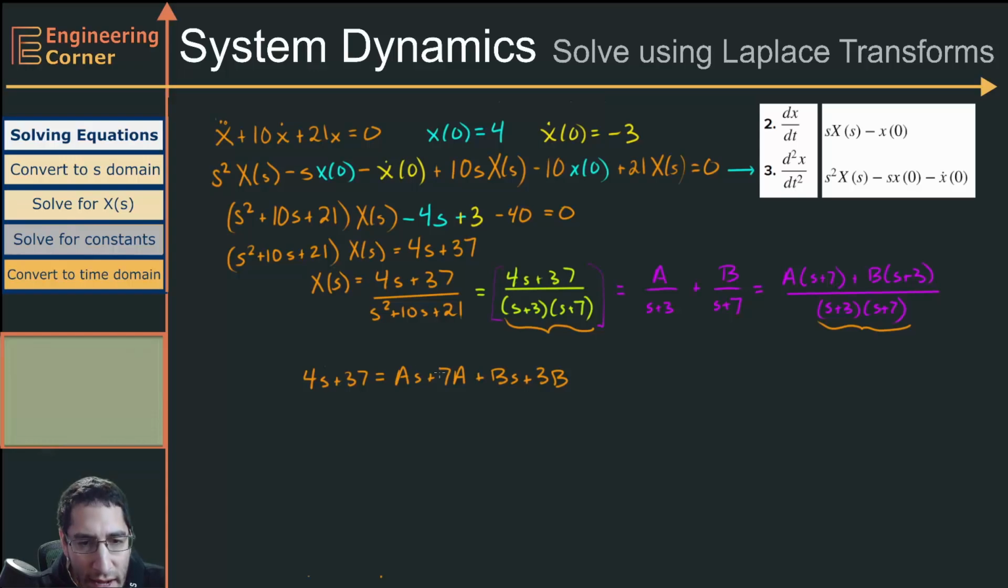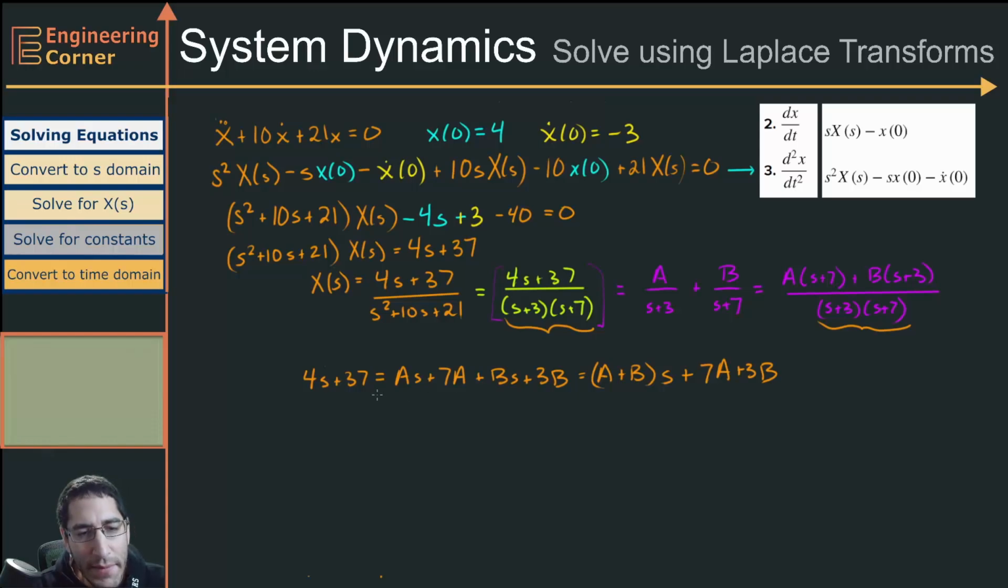Now, I want to combine like terms over here, so I'm going to say this is equal to a plus b times s. I took this term and factored out an s. And then all I have left is 7a plus 3b.